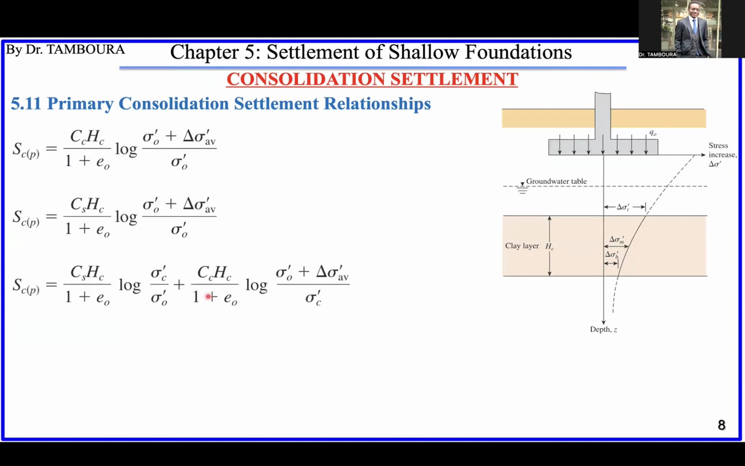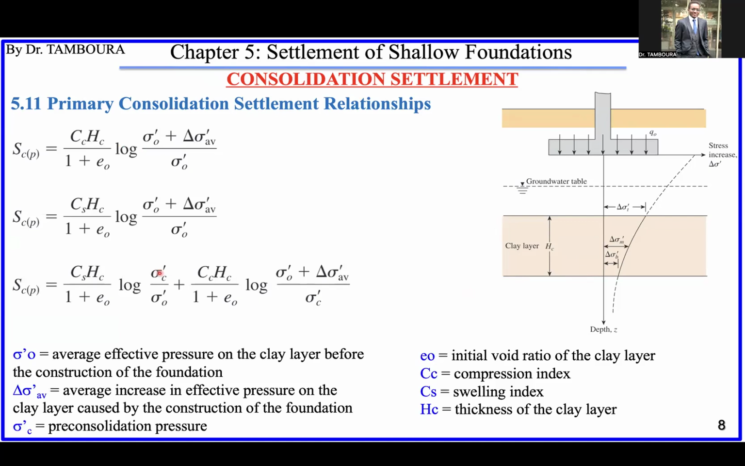So here are the equations, if you remember, we did in chapter 1. We have 3 equations depending on the situation we are facing, depending on the consolidation state, if it is normally consolidated or over consolidated. The over consolidation ratio of your clay will also affect the settlement. So you have more parameters.